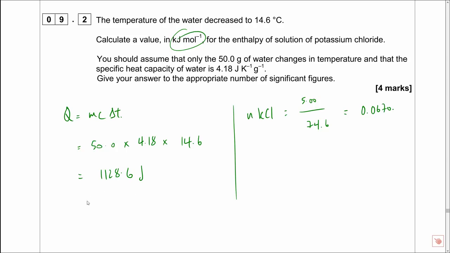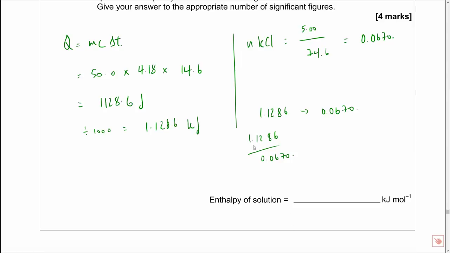So what I know is that for every 0.0670 moles of potassium chloride that dissolved, I got 1128.6 joules change. Well, let's convert this into kilojoules for a start. That's going to be 1.1286 kilojoules, which is a much easier number. It fits certainly to what we need up here. So if we know that 1.1286 was from 0.0670, let's just divide this by 0.0670, and that will give us per 1 mole. And that should give us something like 16.8.